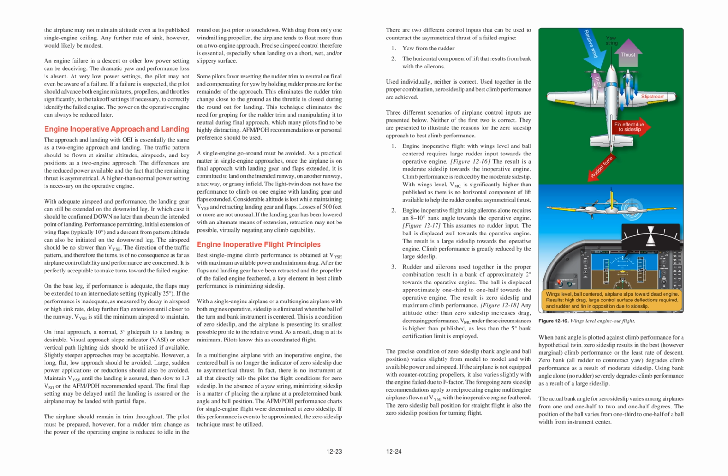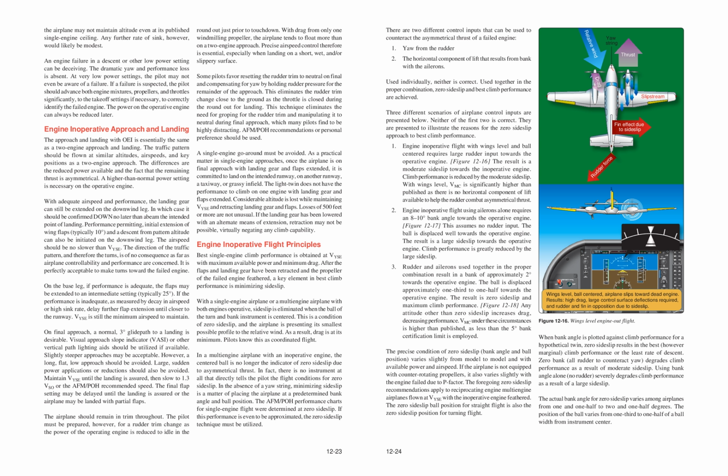Engine inoperative approach and landing. The approach and landing with OEI is essentially the same as a two-engine approach and landing. The traffic pattern should be flown at similar altitudes, airspeeds, and key positions as a two-engine approach. The differences are the reduced power available and the fact that the remaining thrust is asymmetrical. A higher than normal power setting is necessary on the operative engine.